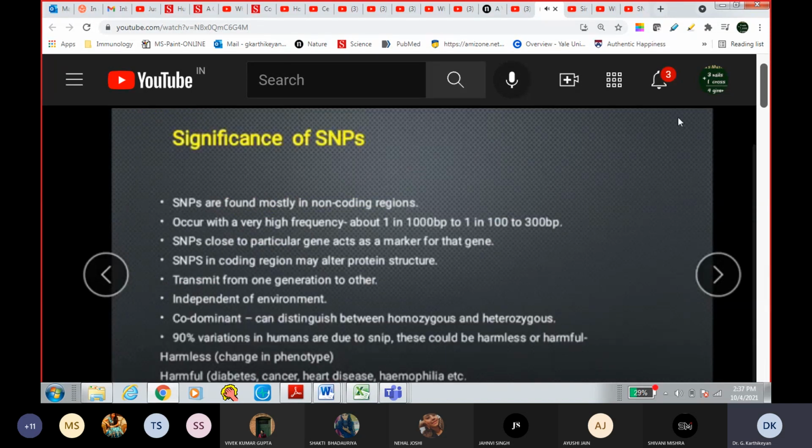significance of SNPs. SNPs are found mostly in non-coding regions.